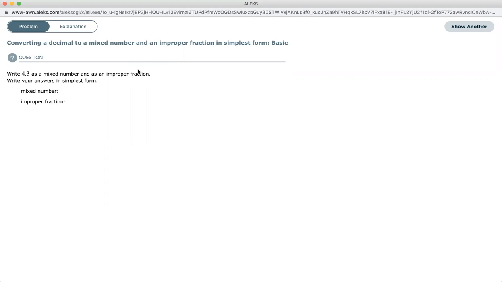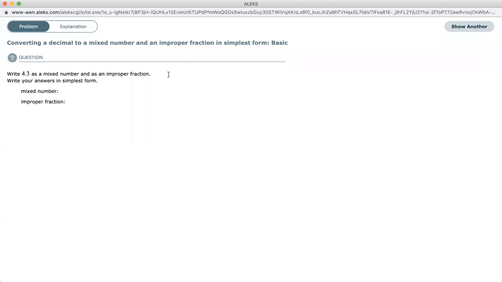Converting a decimal to a mixed number and an improper fraction in simplest form, basic. Write 4.3 as a mixed number and as an improper fraction. Write your answers in simplest form. For this problem, we are given a decimal, 4.3, and we are asked to write it as a mixed number and as an improper fraction.